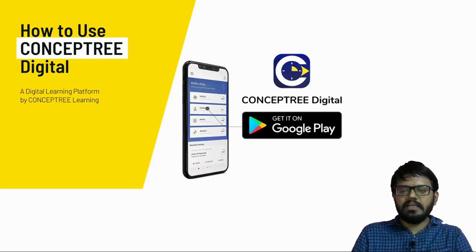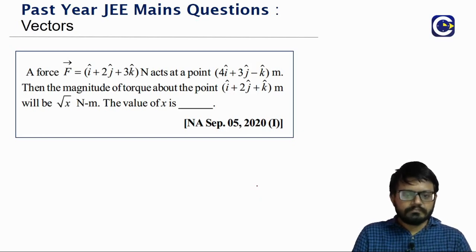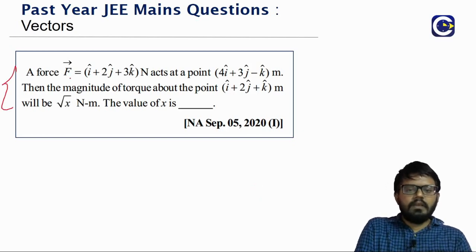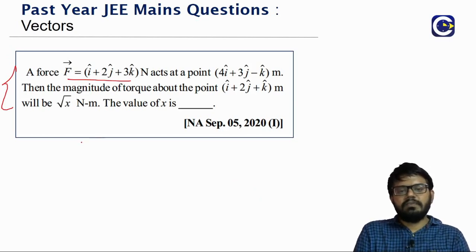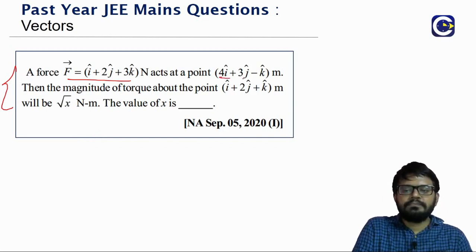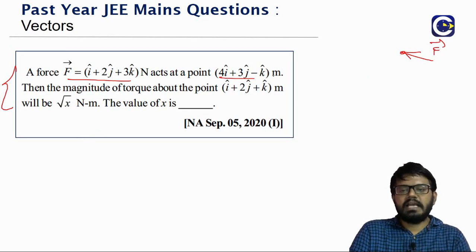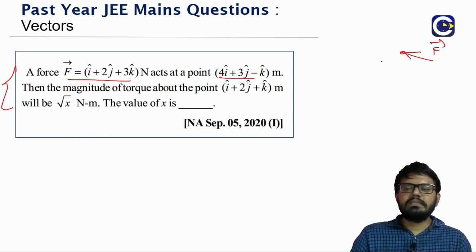So we'll start with the questions. This one has come in 2020, numerical type. A force F is given to us. What is the force? I plus 2j plus 3k in terms of Newton, is acting at a point. What is given for the point is 4i plus 3j minus k.